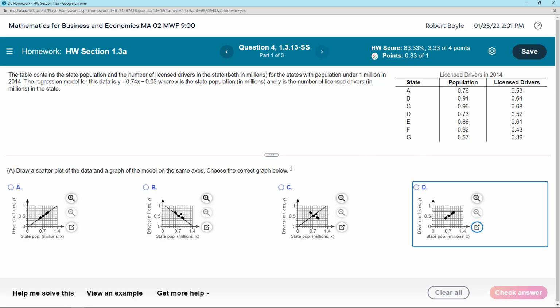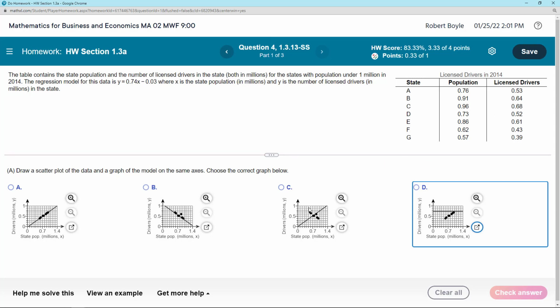Also notice that when the population is higher, the number of licensed drivers is higher. For example, at 0.57, we have 0.39. At 0.62, it goes up to 0.43. And when you're as high as 0.96, you have your highest number, which is 0.68. So as population increases, the number of licensed drivers increases.